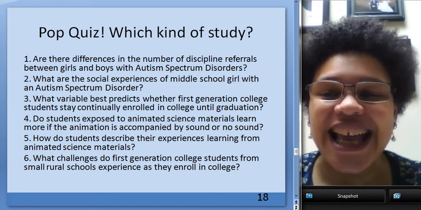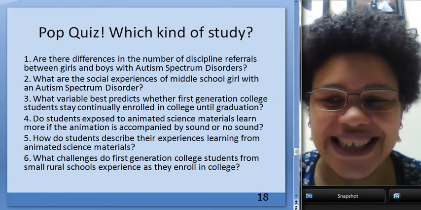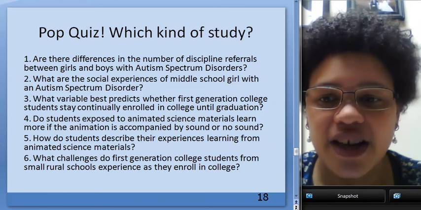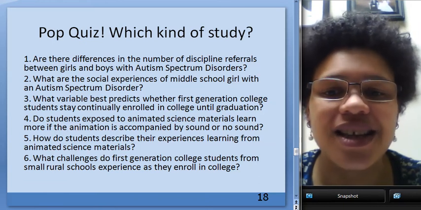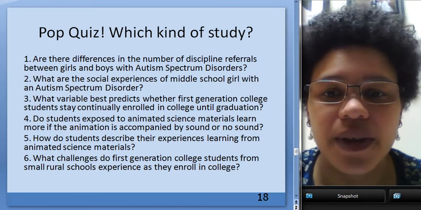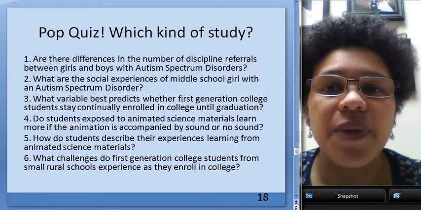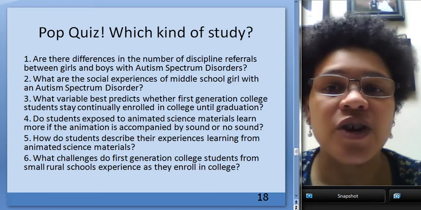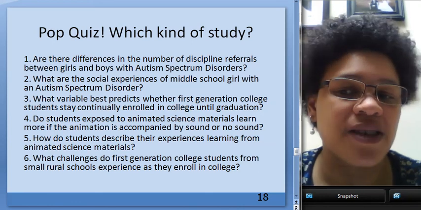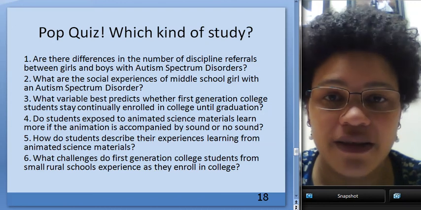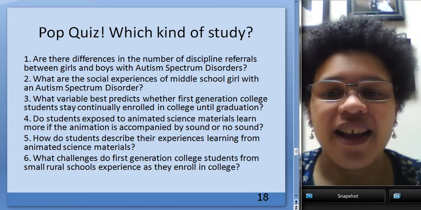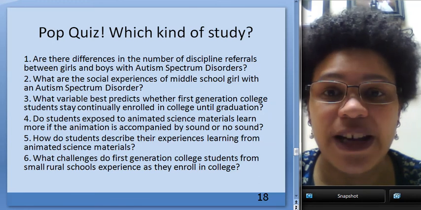So if you said quantitative, you're right. Keywords here, differences in the number. Okay, we're counting something. We're counting how many discipline referrals that girls got versus the number of discipline referrals that boys got. We're comparing those, okay, among kids with autism spectrum disorders.